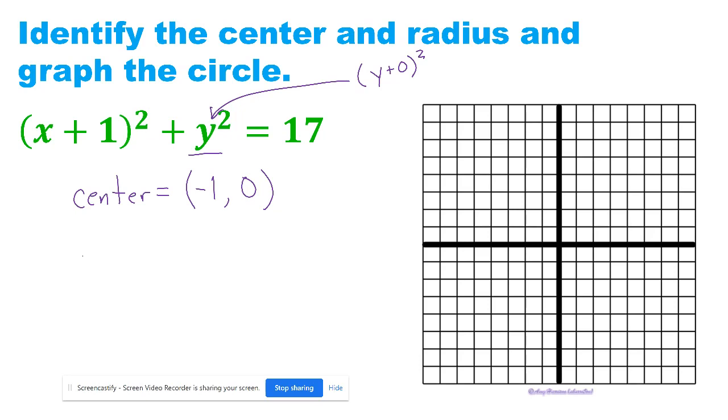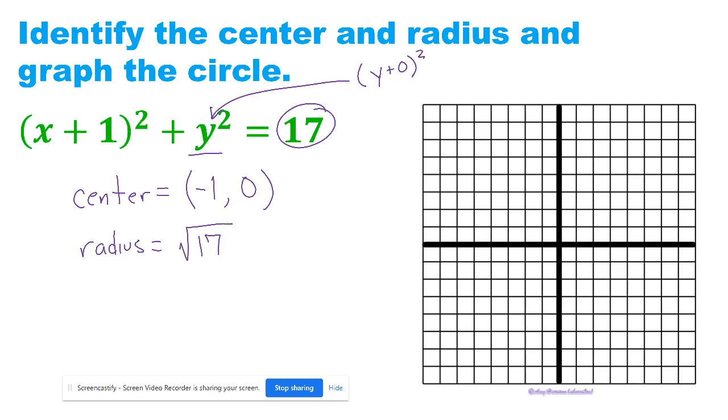Our radius, again, comes from that number on the other side of the equal sign. And again, because that number is radius squared, we've got to take the square root. So what we're going to have is square root of 17. Now that doesn't break down. That is an irrational number, and that's probably the best way to write it. So that's our radius, but when we graph it, we're going to need to have some idea of about what square root of 17 is.